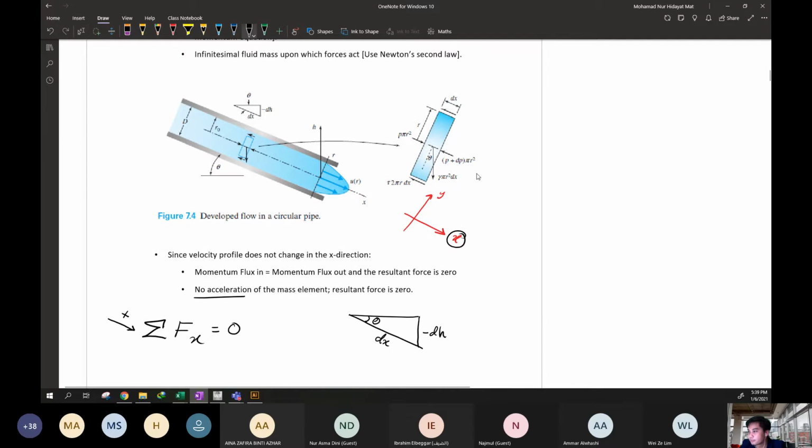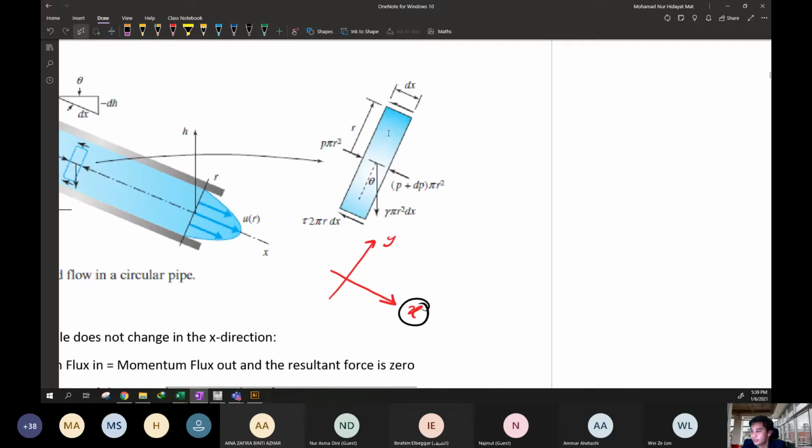You can see here, let me explain. When we try to cut out this form, we have the shear stress. You can see the shear stress acting at the wall. So tau multiplied with area. This is tau A. Area is 2 pi r multiplied with dx. Okay, area here is 2 pi r multiplied with dx.